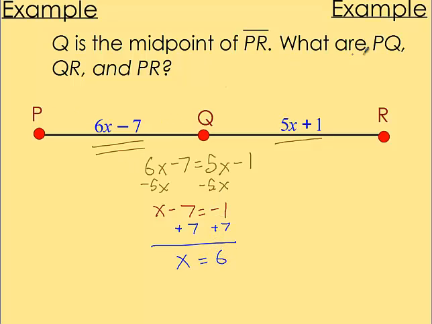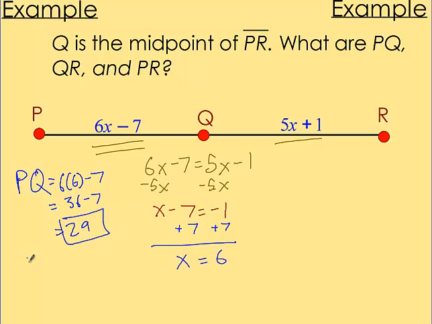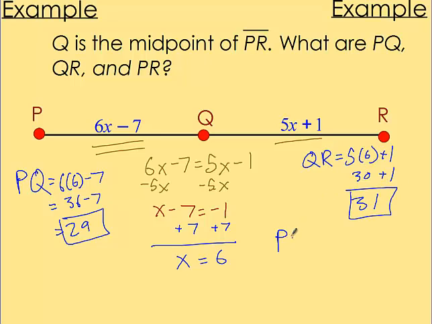So if x equals positive 6, we got to solve for PQ. PQ is going to equal 6 times 6 minus 7, which is going to be 36 minus 7, which is going to be 29. So that's PQ. Well, QR. QR is going to equal 5 times 6 plus 1, which is 30 plus 1, which is going to be 31. And PR is adding both those segments together. So that's going to be 29 plus 31, which is 60.